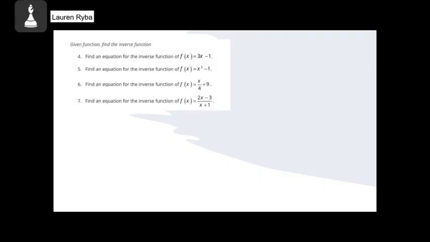We've got 4 examples here to work through. The first one, our given function is f of x equals 3x minus 1. So the first thing I'm going to do is change it to y equals 3x minus 1. And then I'm going to flip-flop the x and the y. So I'm going to make it x equals 3y minus 1.